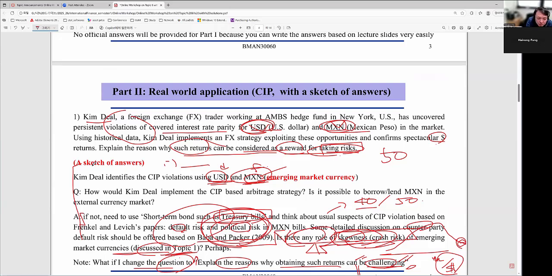So I'm just trying to explain how to prepare for this exam question for the short. Have a very good summary of the key points, add something from the lecture slides, and try to think about variations of part two questions and try to write down your own answers based on the summary.